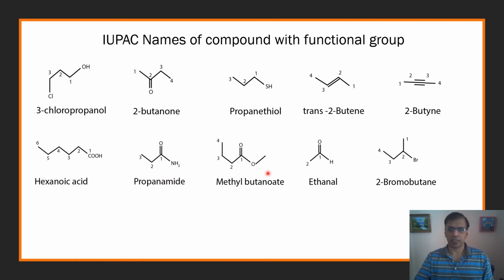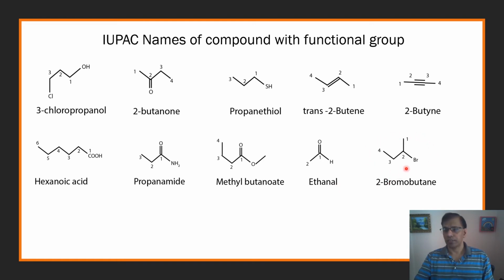This is an ester, and in the case of esters, you will first put the name of the alkyl group which is attached to the oxygen. So this is a methyl group, so you call it methyl, and then this is butane, so you get butanoate. So the E of butane has been replaced by oate, so the compound is called methyl butanoate. This is an aldehyde, and it's called ethanal, where the E of ethane is replaced by the letters al.